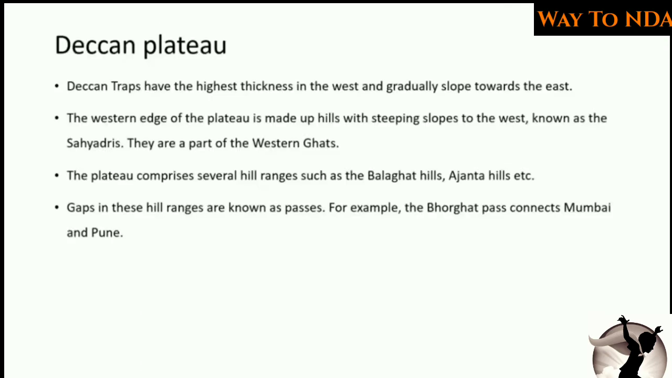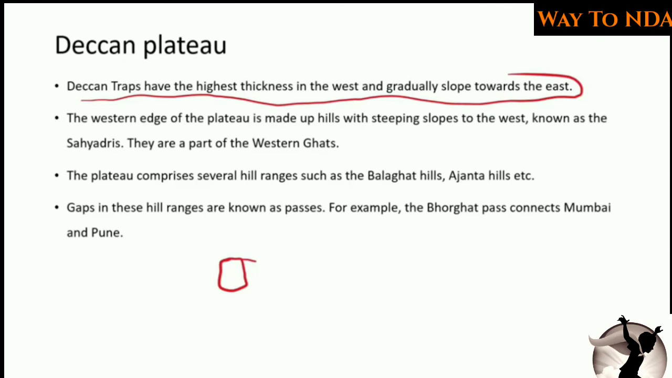The Deccan Traps have the highest thickness in the west and gradually slope towards the east. That means the thickness is towards the western side, and towards the east there is a gradual slope. Remember, the slope is towards the eastern side. So this Deccan Plateau is very important.